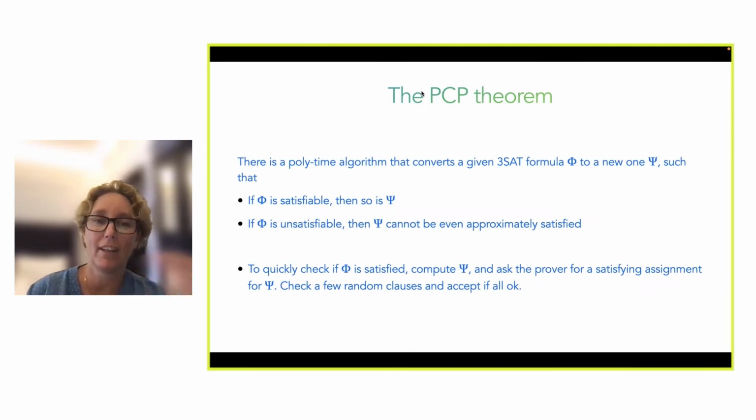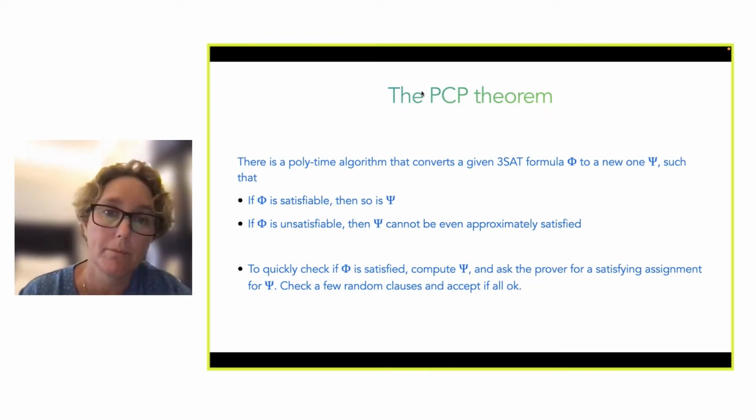It shows you that after you have this transformation, to verify that a proof is correct, you only need to read a constant number of bits. Of course, if you want higher success probability, you should increase this constant. That's all.